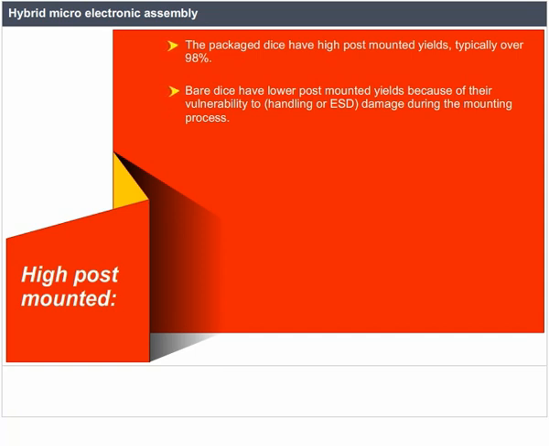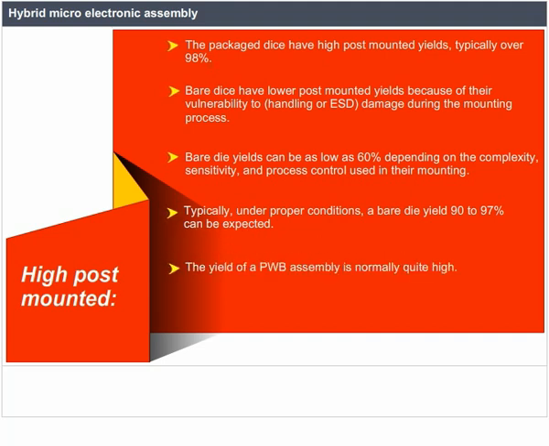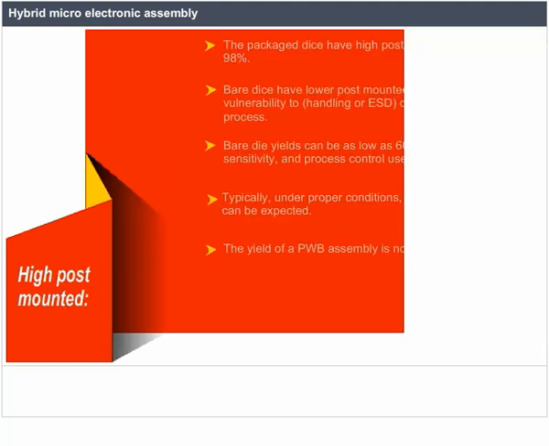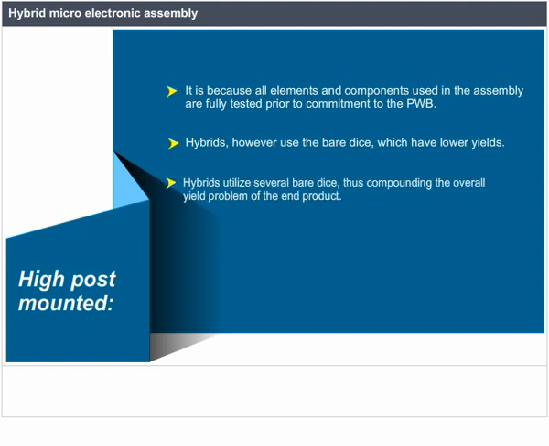Bare die yields can be as low as 60%, depending on the complexity, sensitivity, and process control used in their mounting. Typically, under proper conditions, a bare die yield of 90 to 97% can be expected. The yield of a PWB assembly is normally quite high. It is because all elements and components used in the assembly are fully tested prior to commitment to the PWB. Hybrids, however, use the bare dies, which have lower yields. Hybrids utilize several bare dies, thus compounding the overall yield problem of the end product.